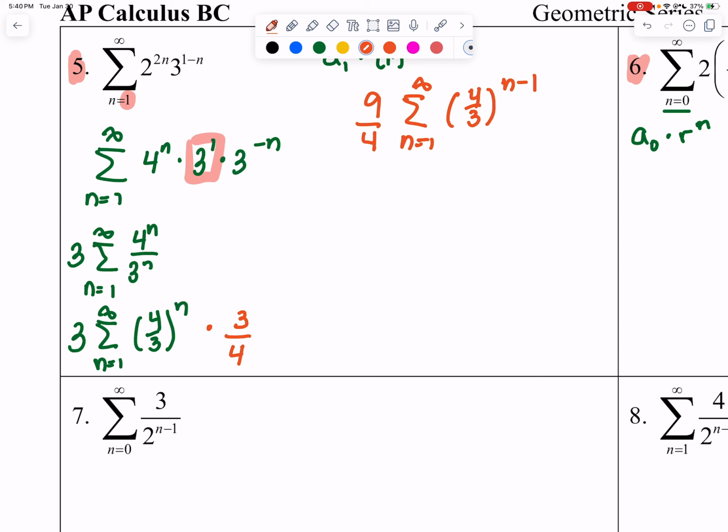Now, here's the bad part. We did all of that work to find out that my r value is 4/3. And honestly, you could have stopped right here. Because your r value was 4/3, and that's greater than 1, this tells me that my series right here is divergent. Sad.